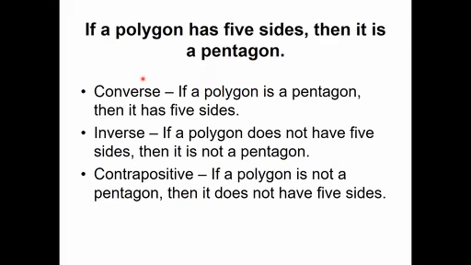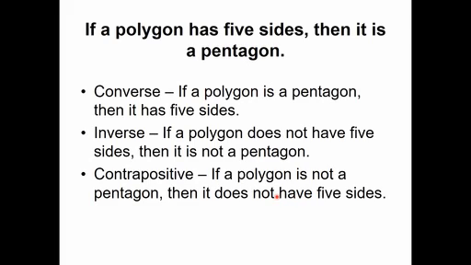Sometimes these are all true, and sometimes they're not. Take a quick look. Is it true that if a polygon is a pentagon, then it has 5 sides? Yeah. How about, is it true that if a polygon does not have 5 sides, then it can't be a pentagon? Yeah. How about this one? If it's not a pentagon, then it does not have 5 sides. Yeah, that seems true too, doesn't it? So in this case, all 4 are equal.